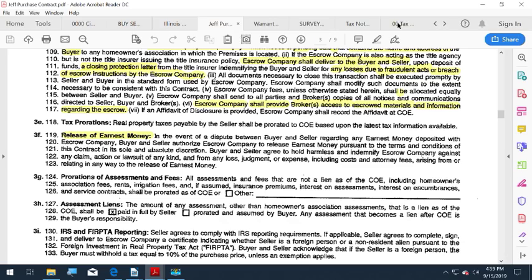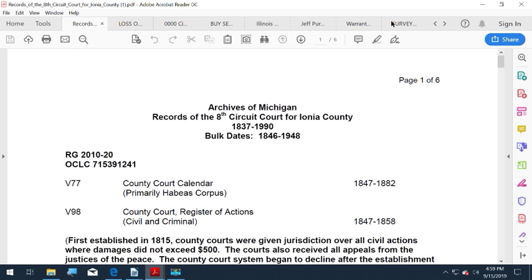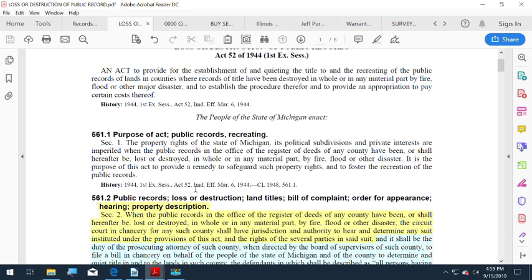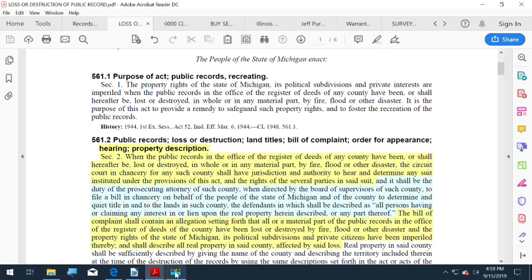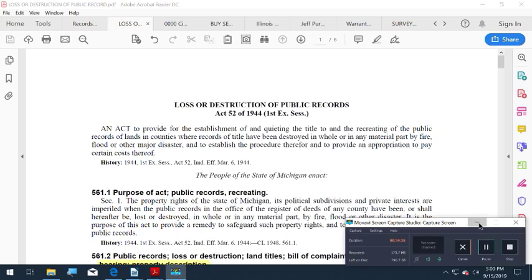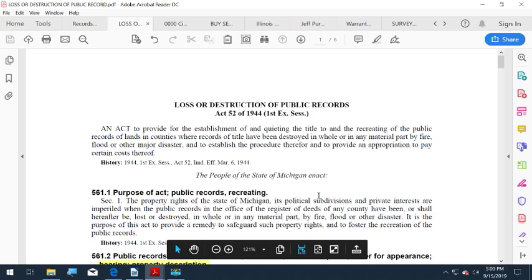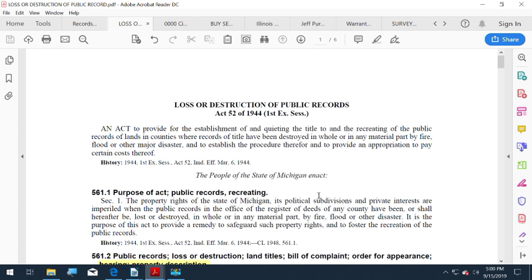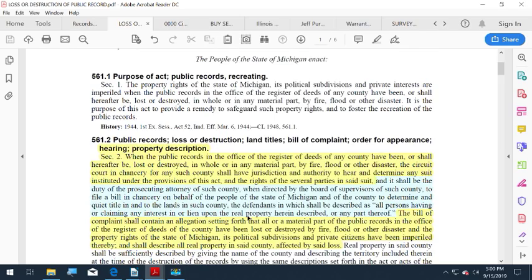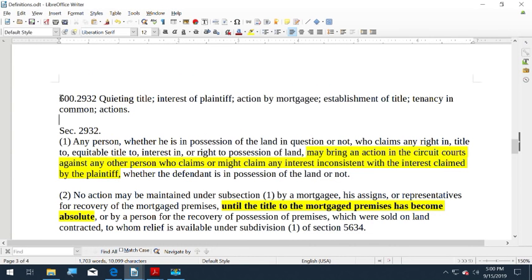Right? Or go look in your state's laws and find out, well, what do they do for these records? So, okay, hang on a second. Okay, then, hey, if you're in Michigan, you're going to want to write this down, right? Act 52 of 1944, and just take a minute to read it. This is where they talk about filing a bill in Chancery and so forth. And also MCL 600.2932. And if you're not in Michigan, well, you're going to want to put in whatever the name of your state is, quieting title, interest of plaintiff. Put in some keywords and see what comes up, and find your version of it.